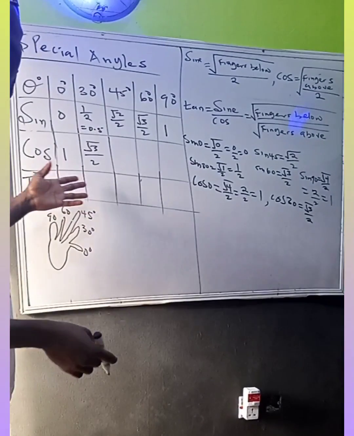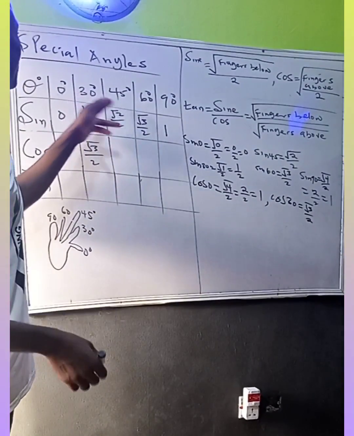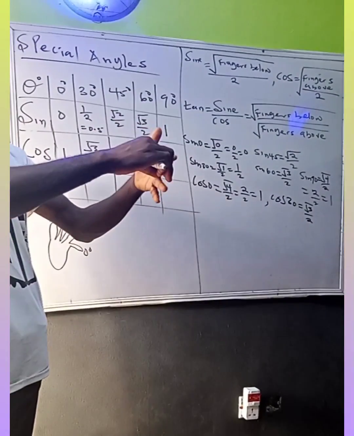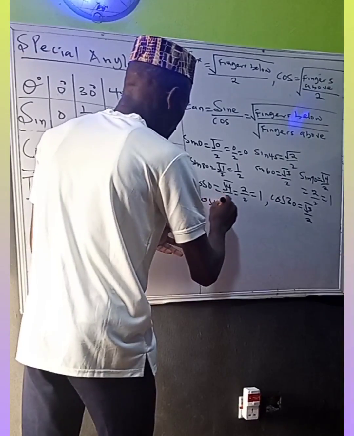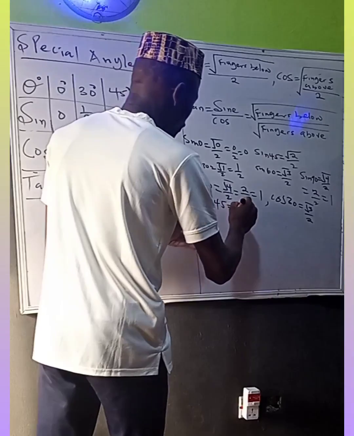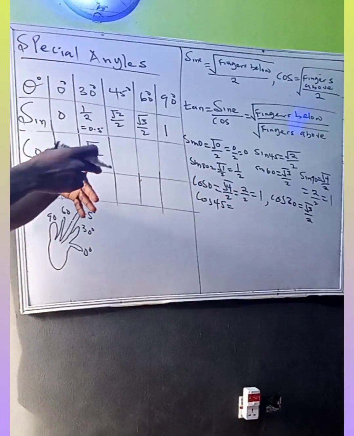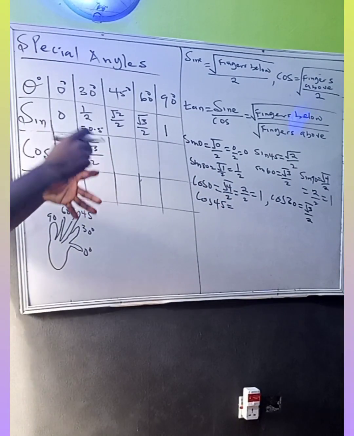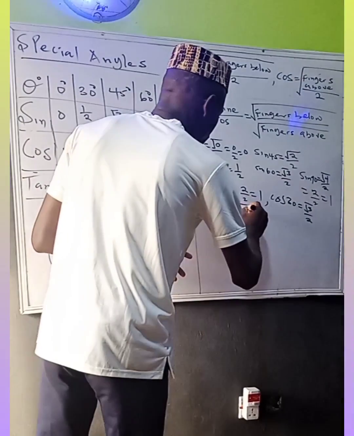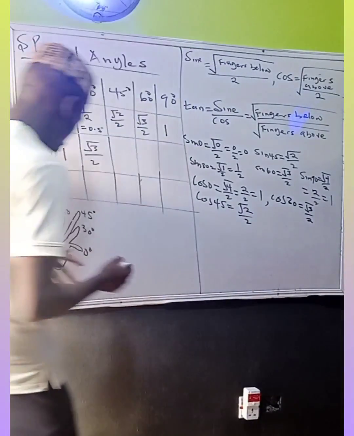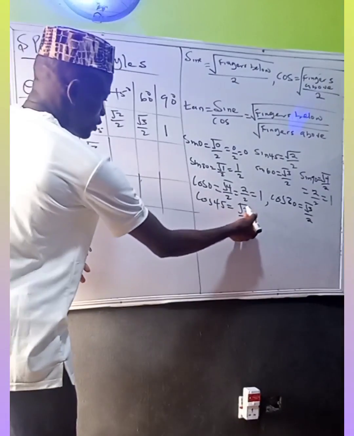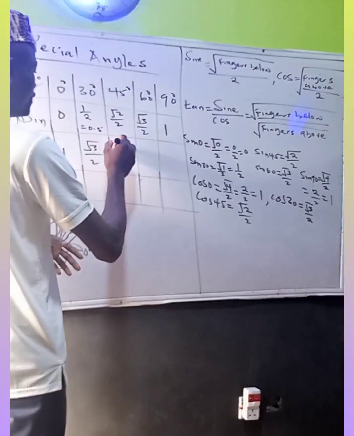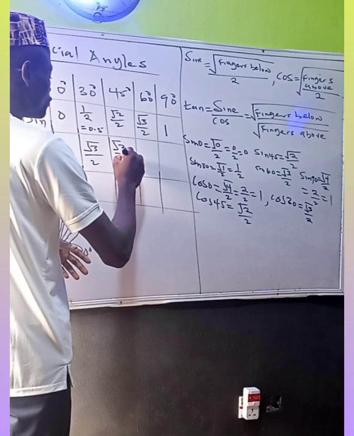Okay? Then the next one is cos 45. This is 45. How many fingers do we have above it? We want 2. How many fingers do we have above 45? 1, 2. So that is why we have the square root of 2 divided by 2. So cos 45 is the square root of 2 divided by 2.